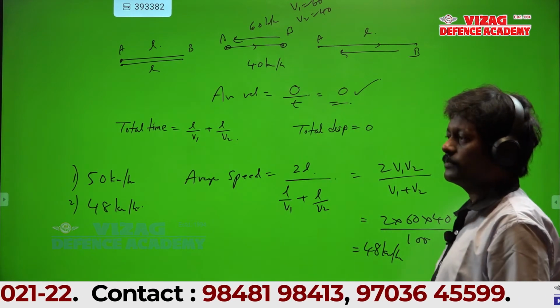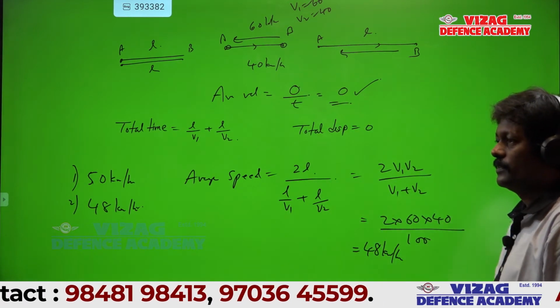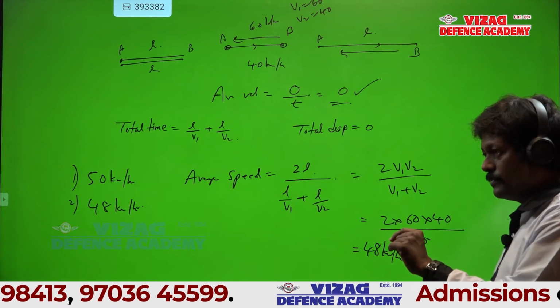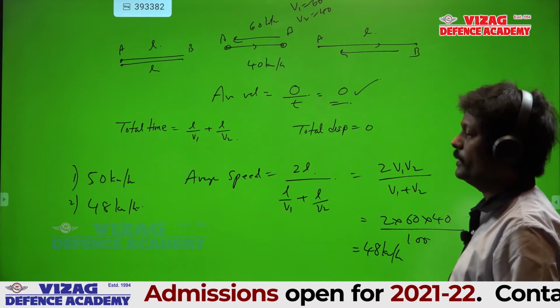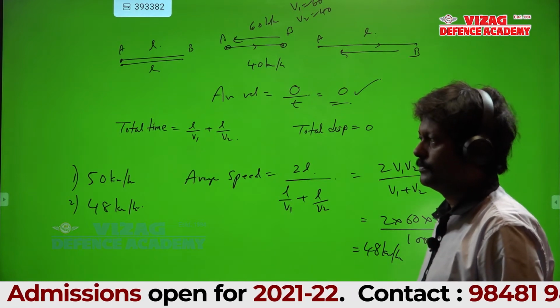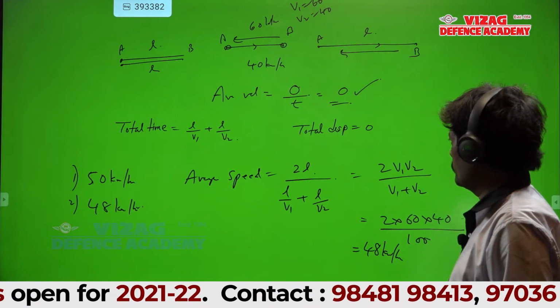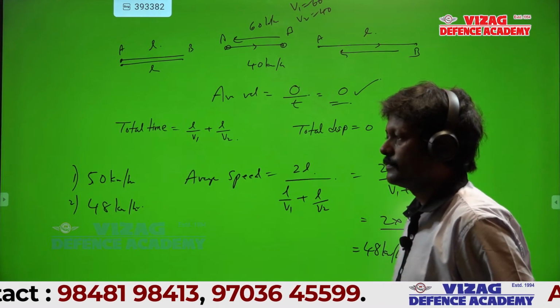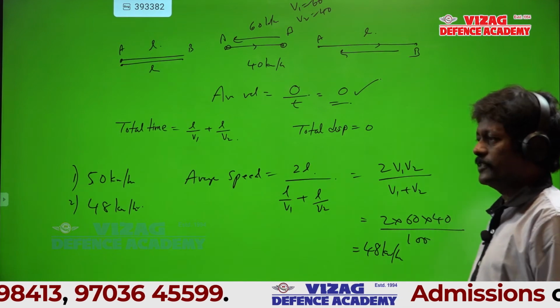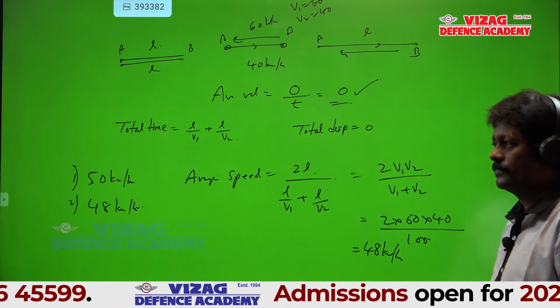Sir, that means if they ask average speed, we should do like this, and if they ask average of speeds, we should do (u plus v) by 2? 100% right. (u plus v) by 2. 100% correct. Sir, can I know which lesson is going on now? Kinematics, ma. Kinematics. Thank you, sir.